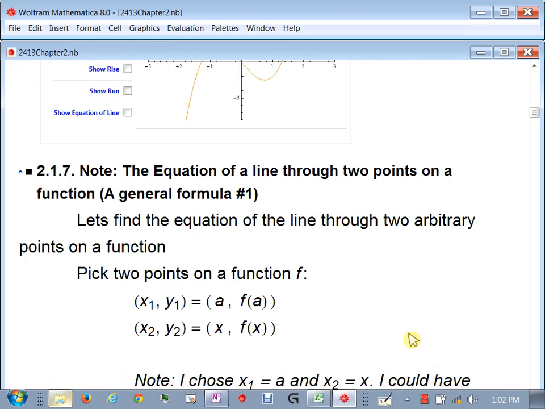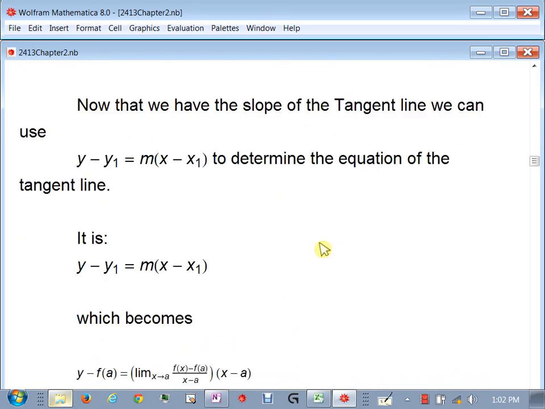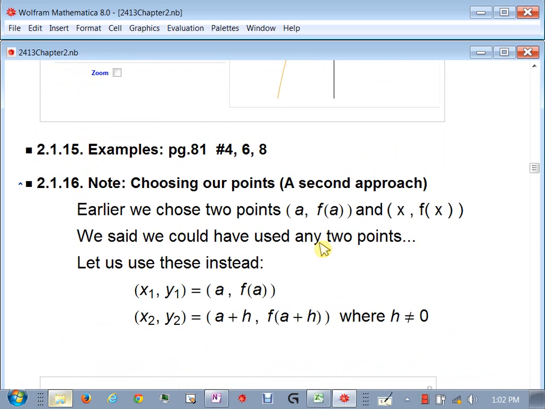Okay, let me start class with any questions over anything. Homework. Number 7. Find the slope of the tangent line to that curve at x equals a. Were you having problems with that x cubed? No?